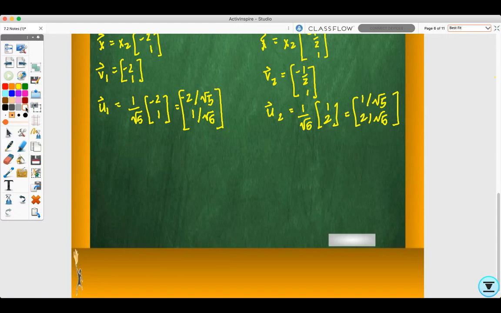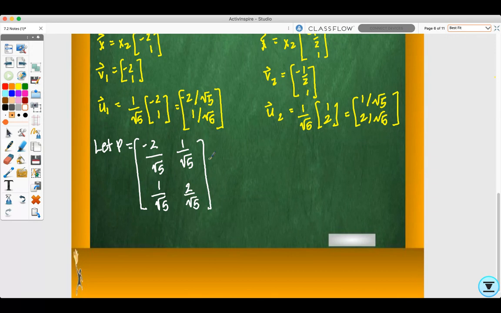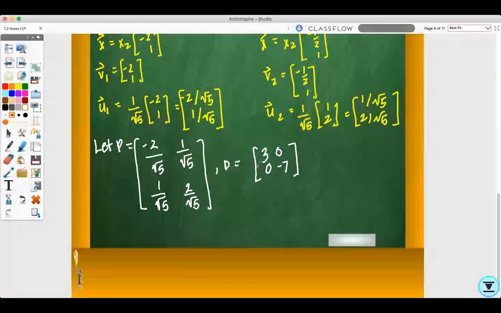So we're going to let P equal [-2 over the square root of 5, 1 over the square root of 5; 1 over the square root of 5, 2 over the square root of 5], and D equal [3, 0; 0, -7]. And then A = PDP inverse, and D = P inverse AP, which equals P transpose AP.